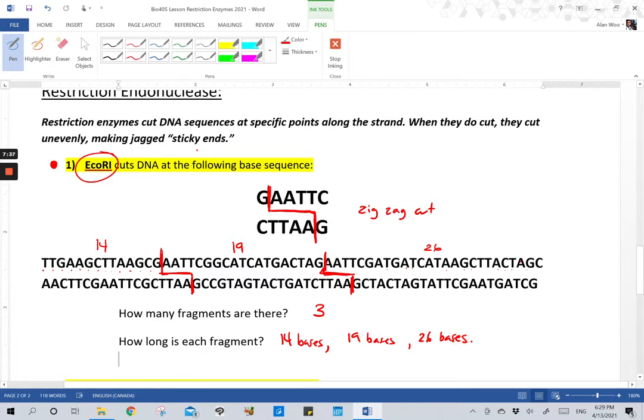Okay, so EcoR1 creates a very specific number of fragments. The fragment sizes are specific to this particular DNA molecule. If we use a different restriction enzyme on exactly the same DNA, we would have different fragment numbers and more likely different length of fragments. So let's try that in the second example here.